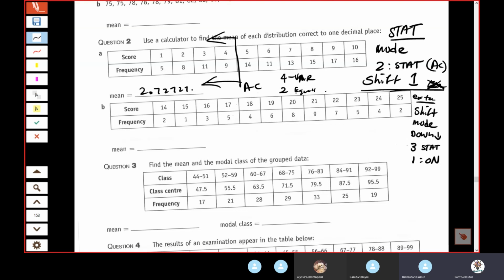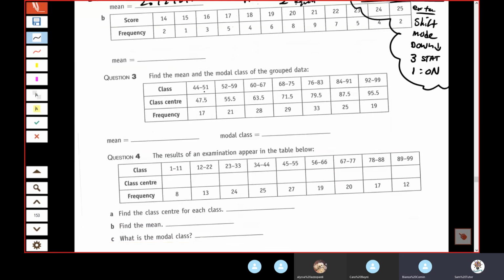Okay, then you press AC, then you press Shift 1, 4, and then you press 3. That would be standard deviation if you wanted that. Standard deviation, which we haven't done yet, just saying, will be 1.023, and so on. Good. All right, any questions? This is a big one. Extra: shift, mode, down, 3, stat, 1, on.